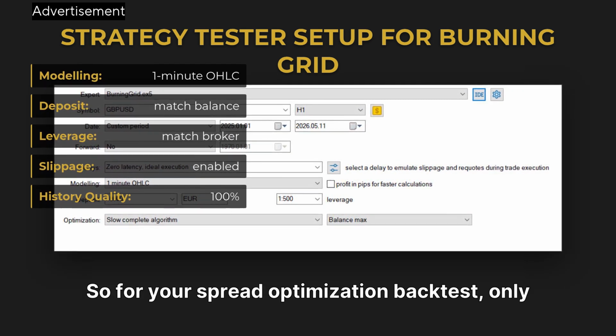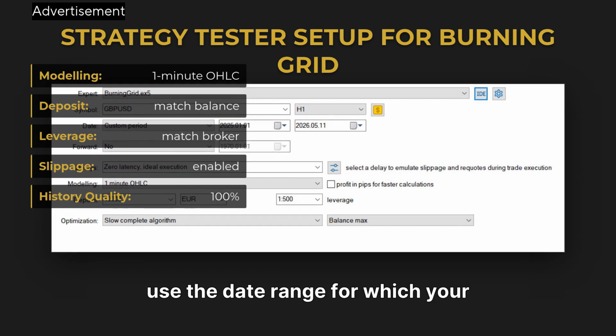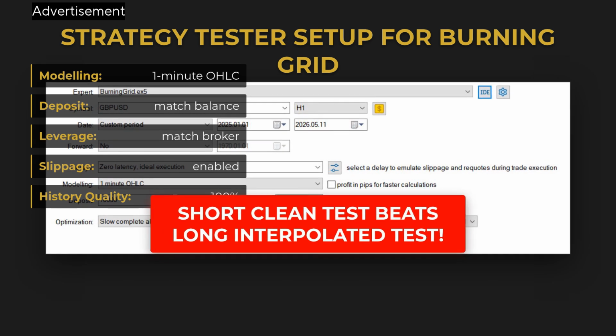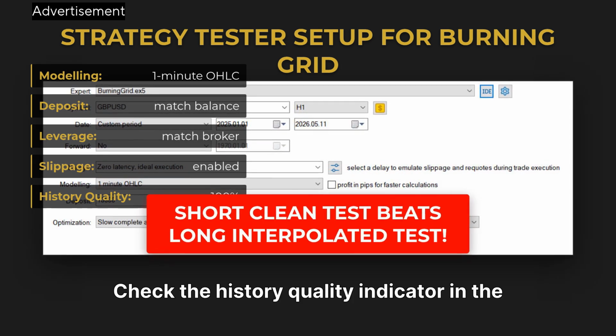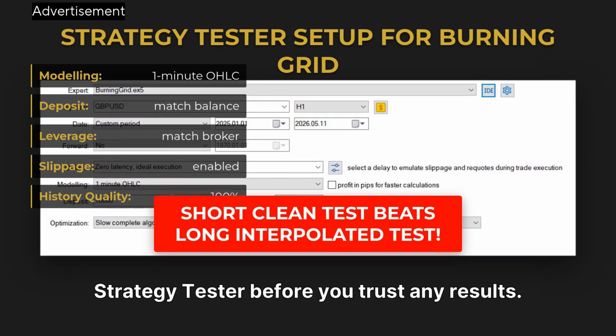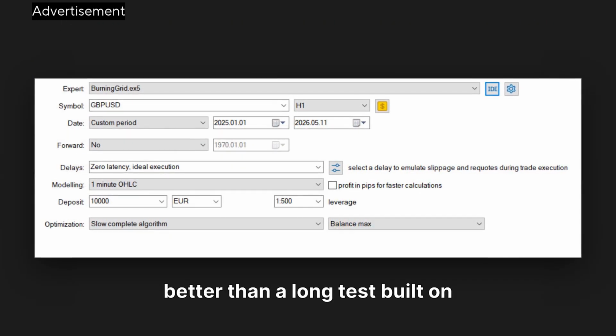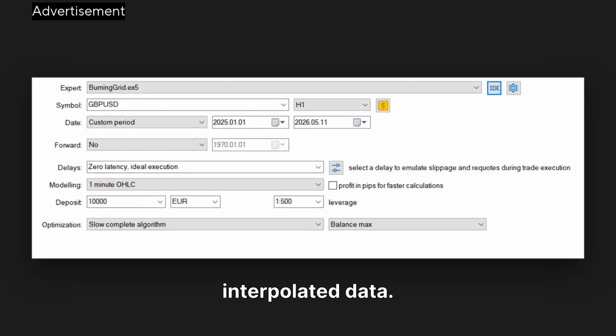So for your spread optimization backtest, only use the date range for which your broker delivers 100% quality. Check the history quality indicator in the strategy tester before you trust any results. A short but clean test is always better than a long test built on interpolated data.